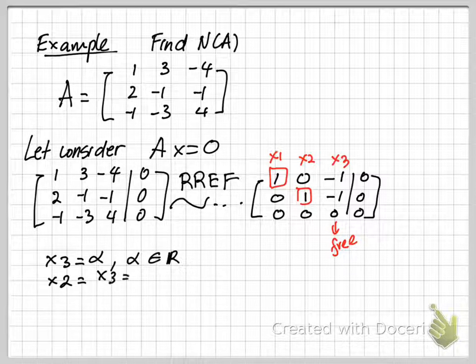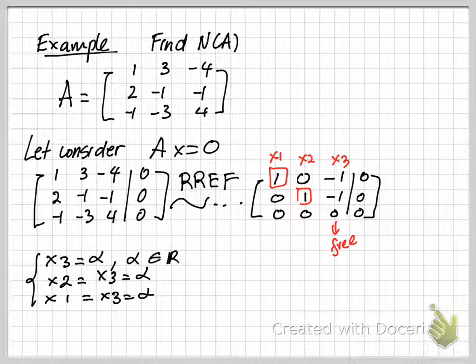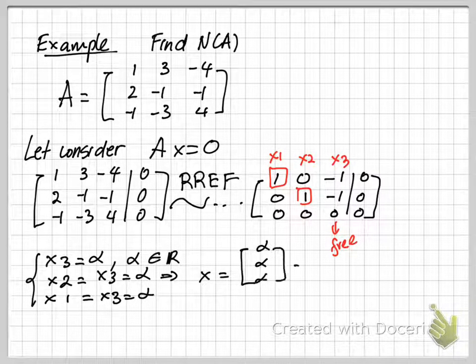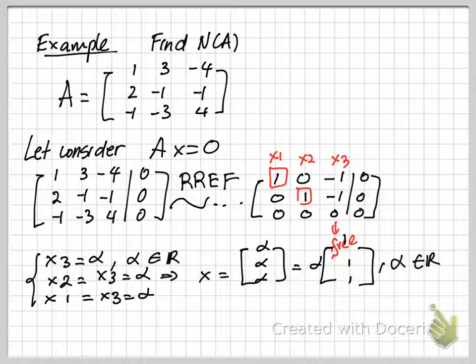If you look at the reduced row echelon form here, you can see that x2 minus x3 equals 0. Thus, x2 equals x3, and since x3 equals alpha, then x2 also equals alpha. Similarly, you can look at the first row of this matrix. You know that x1 minus x3 equals 0, thus x1 equals x3. Since x3 equals alpha, then x1 also equals alpha. Combine all of these variables together, you find your solution x equals the vector alpha, alpha, and alpha.